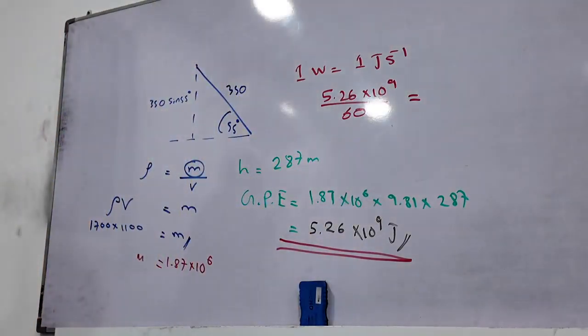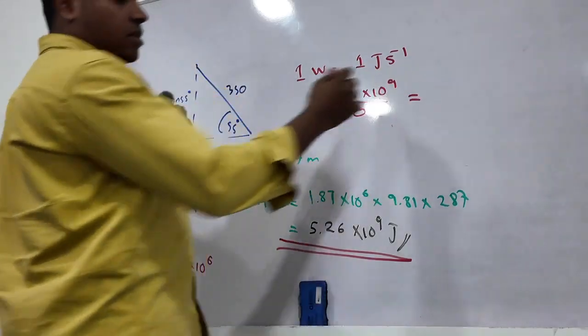Sorry, what are they saying here? In 1 minute, right, guys? They are saying 1 minute. Yes. So you should divide by 60. Then you'll get the answer. What is the answer you got?